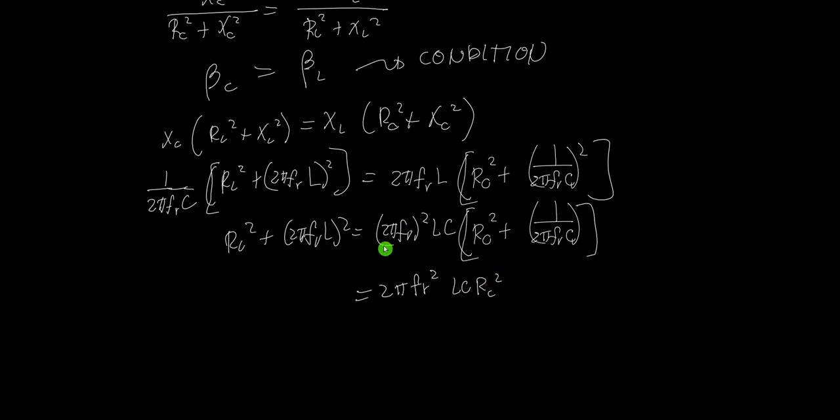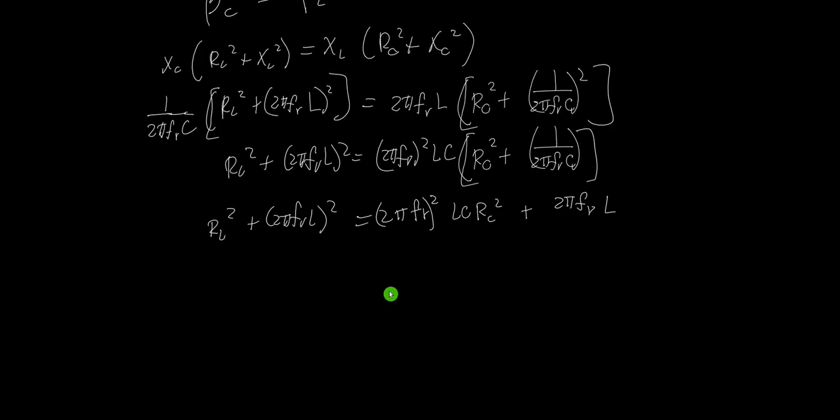Distribute it here. We can cancel out 2 pi f r at the denominator, so we have plus 2 pi f r. Then we can also cancel out C, so we only have L here. Then still we have RL squared plus 2 pi f of r L squared. At this part, it should be 2 pi f r squared. Then we can move these two to the other side and solve for f of r.